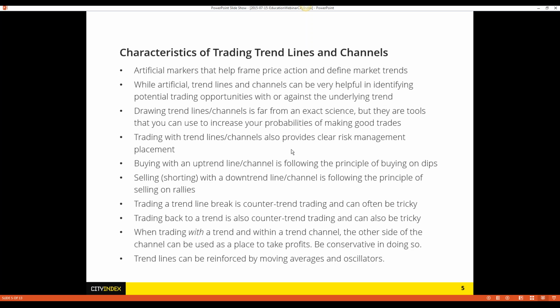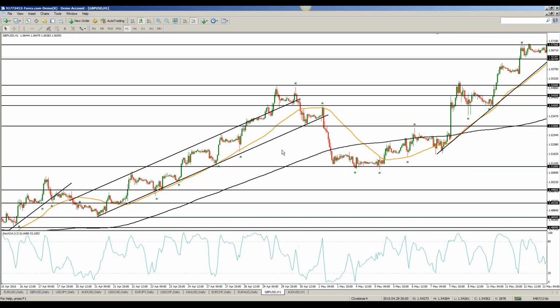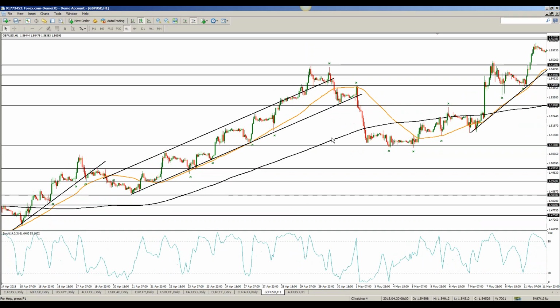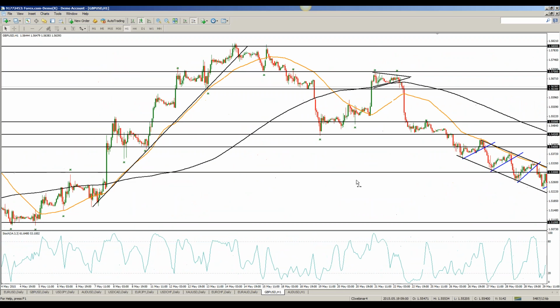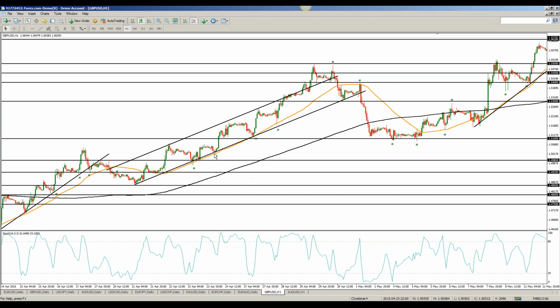Now, trading with trend lines and channels also provides clear risk management placement. So if you're trading with the trend, for example, trading up in an uptrend, I've taken the liberty here of drawing a few channels on this chart right here. If you take a look at any of these charts and you have entry levels, like for example, if you're trading long within this channel right here, your stop loss placement is also pretty straightforward, okay?